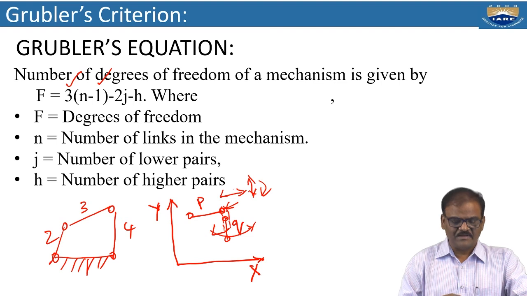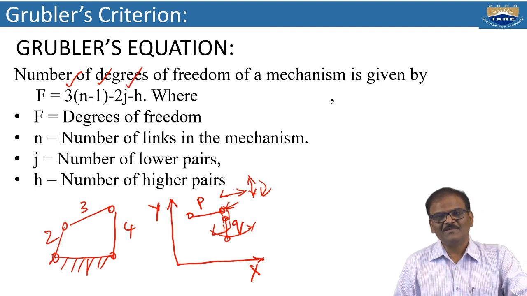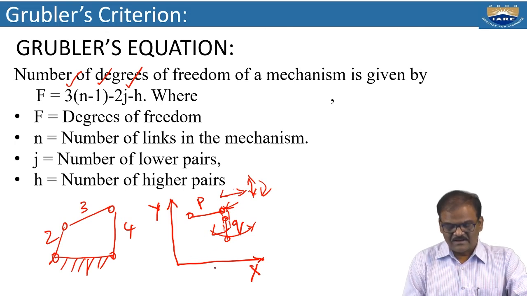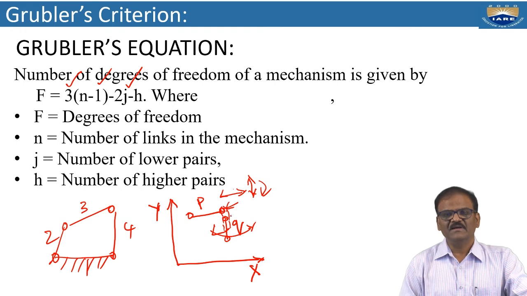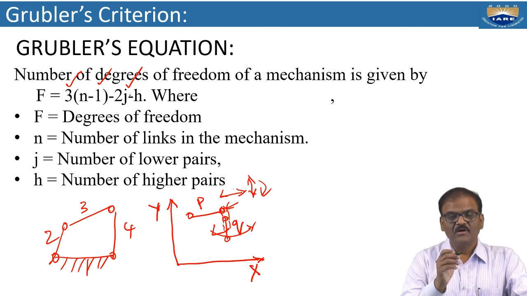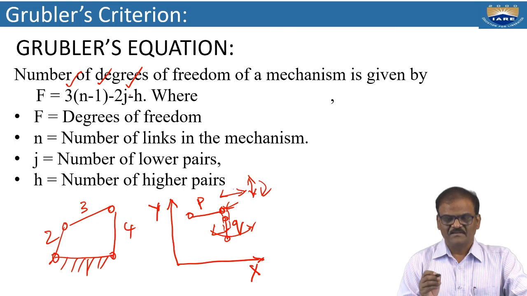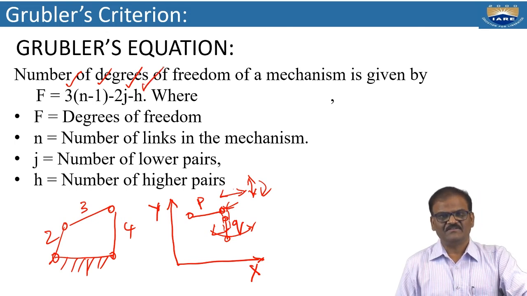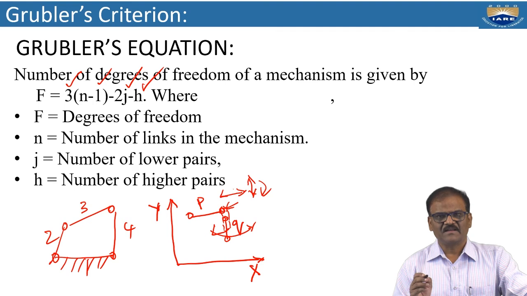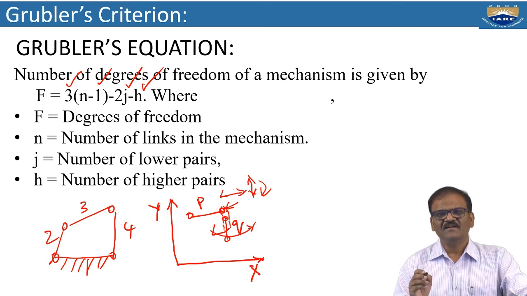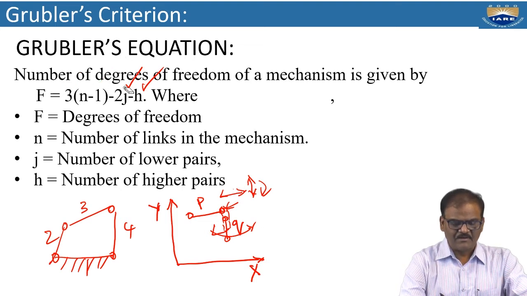Further, if the mechanism has lower pairs, then as we have derived in the link relative motion between P and Q, 2 degrees of freedom have been lost. Therefore, 2 into number of lower pairs. And for every higher pair, 1 degree of freedom is lost. Therefore, 1 into h. This is called link relative motion, where this equation is given by Grubler, and we call it Grubler's criteria. F equals 3 into n minus 1 minus 2j minus h is a standard equation for finding the degrees of freedom for any planar mechanism.